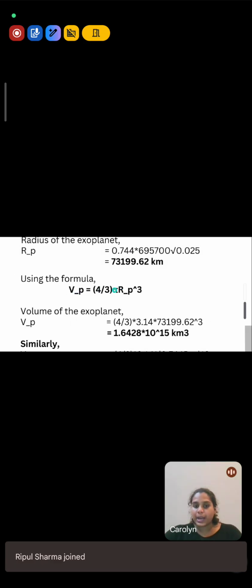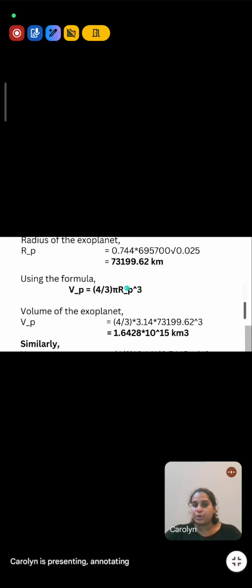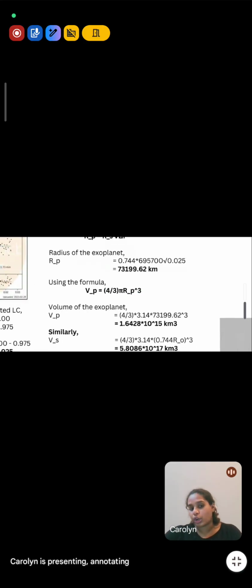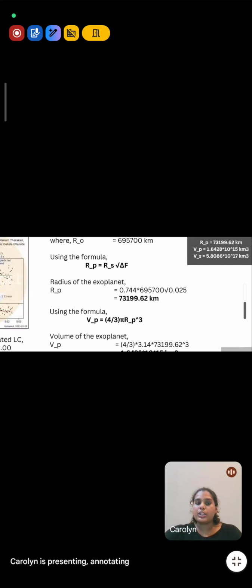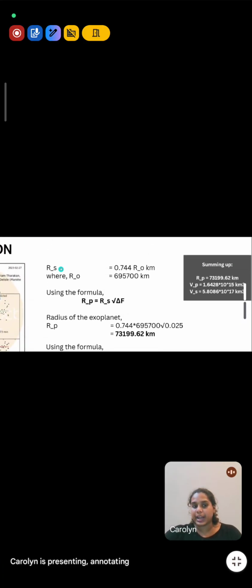So you're taking 4/3 π Rp³, and you have Rp already found in your previous step, and you can simply put it into the formula and find the volume of your exoplanet as well. Similarly, you can find the volume of your star as well if need be. So your star's volume can be found with the star's radius that you got from the tool prior.